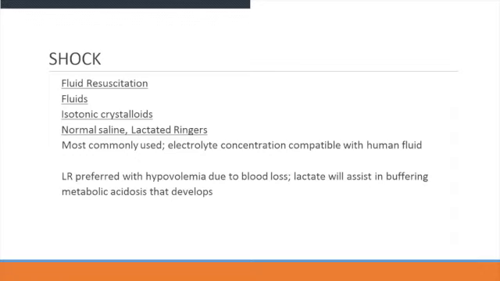All right, fluid resuscitation fluids: isotonic crystalloids, which consist of your normal saline and your lactated Ringer's. These are the most commonly used, with an electrolyte concentration compatible with human fluids. LR is preferred with hypovolemia due to blood loss. The lactate will assist in buffering the metabolic acidosis that develops.